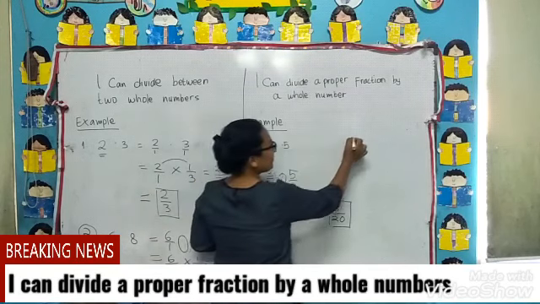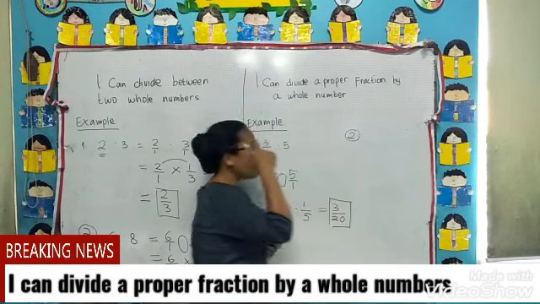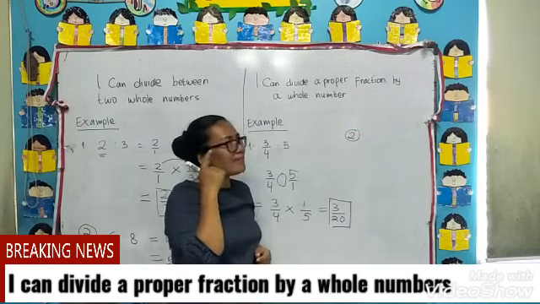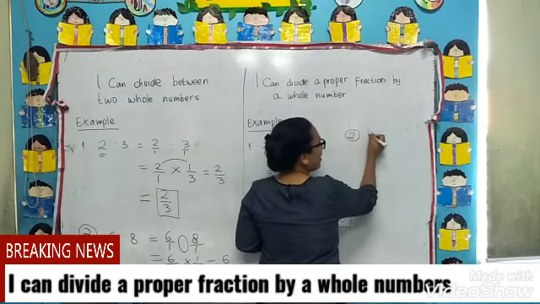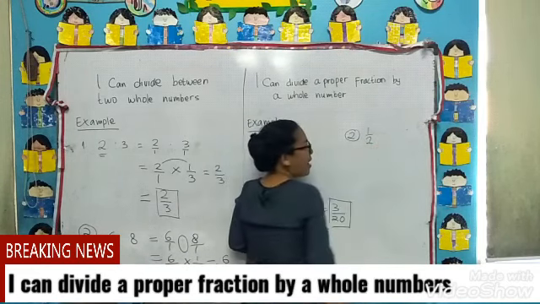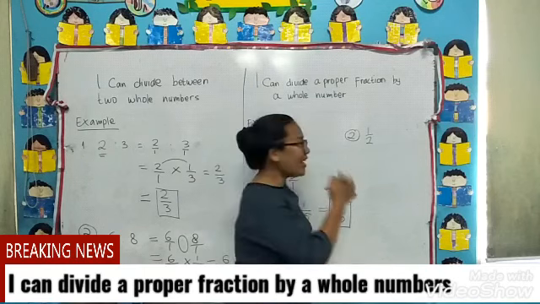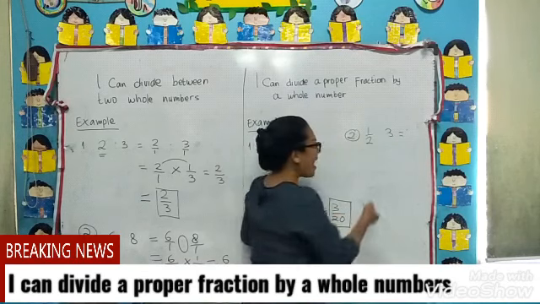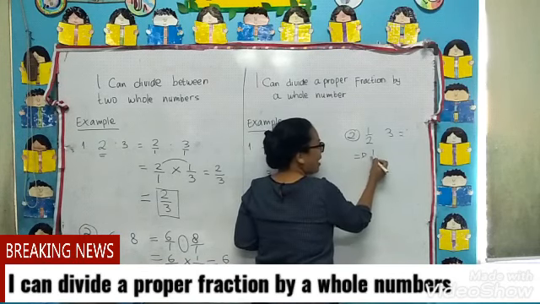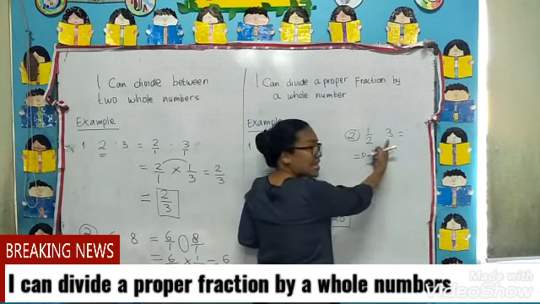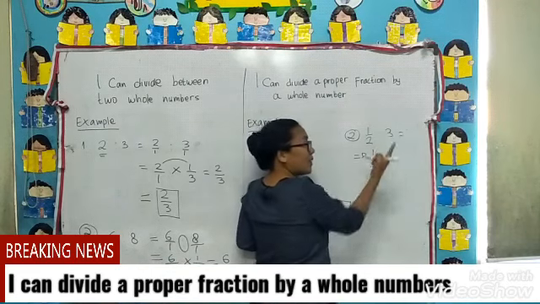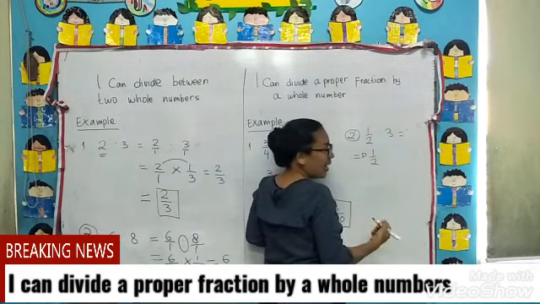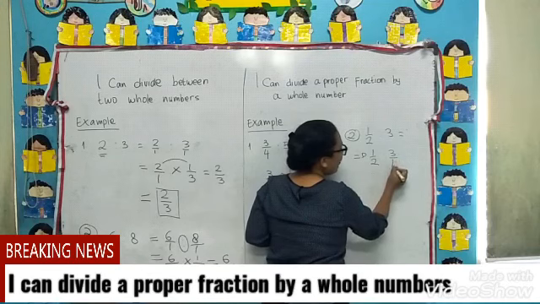Okay, here we go. Number 2. Let me think first. I will make the fraction, a half divided by 3. Okay, good. Can you solve this, guys? Step 1: half divided by, we change this whole number to fraction form. So what is the fraction of 3? Yes, this means 3 over 1.